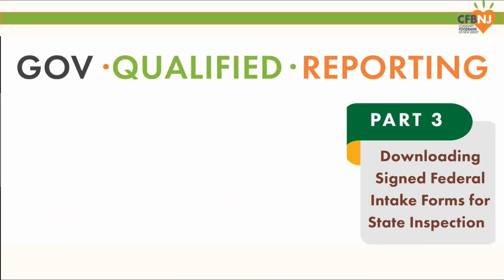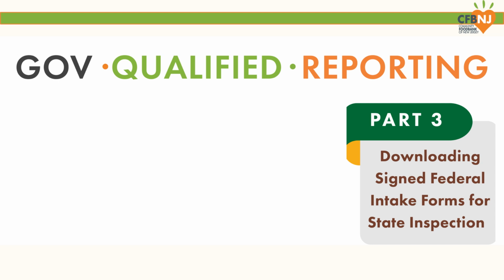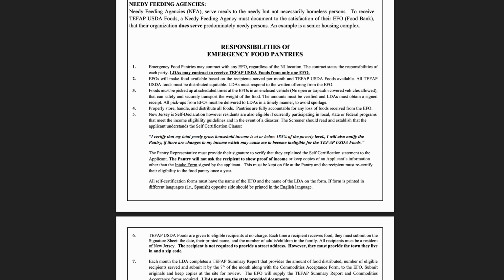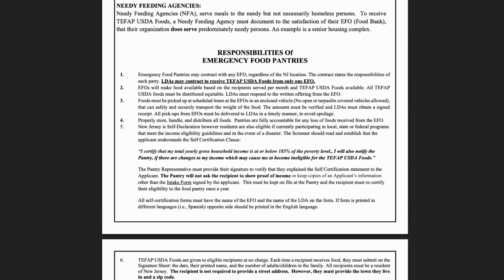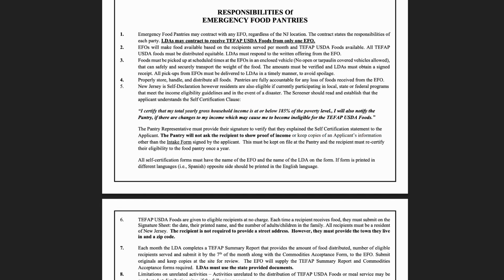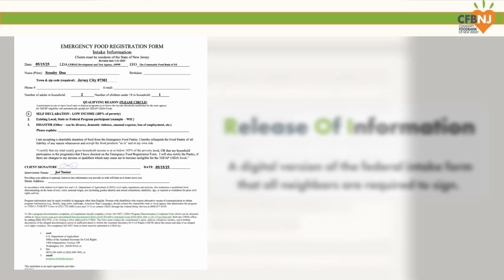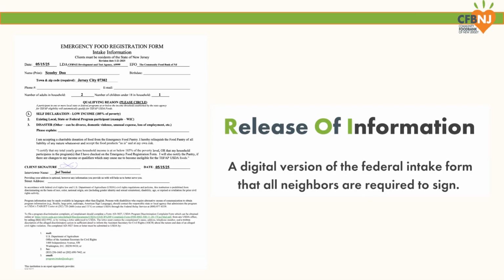Part 3. Downloading signed federal intake forms for state inspection. As outlined in your partner agreement, the NJDA requires agencies to keep a readily available record of all signed federal intake forms for at least 3 years. The great news is that you do not need to keep a paper record anymore. The forms can be maintained digitally and saved to your machine. Note, you do not need to submit this report to CFB-NJ.